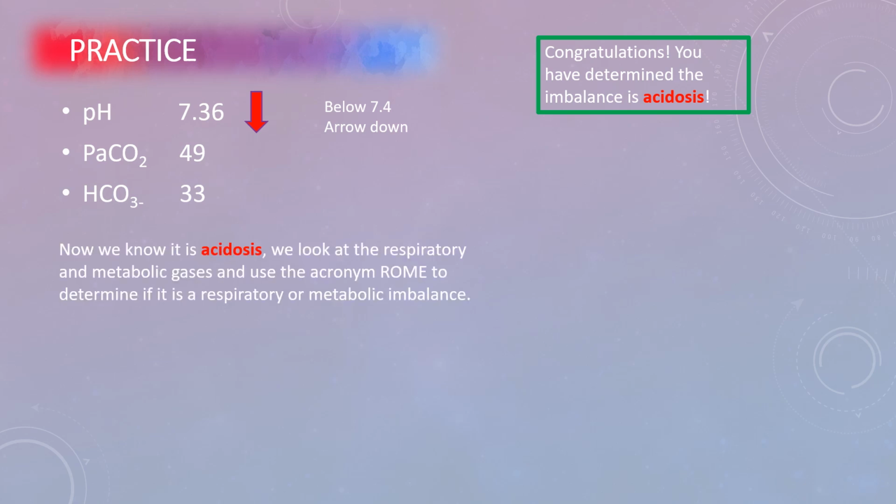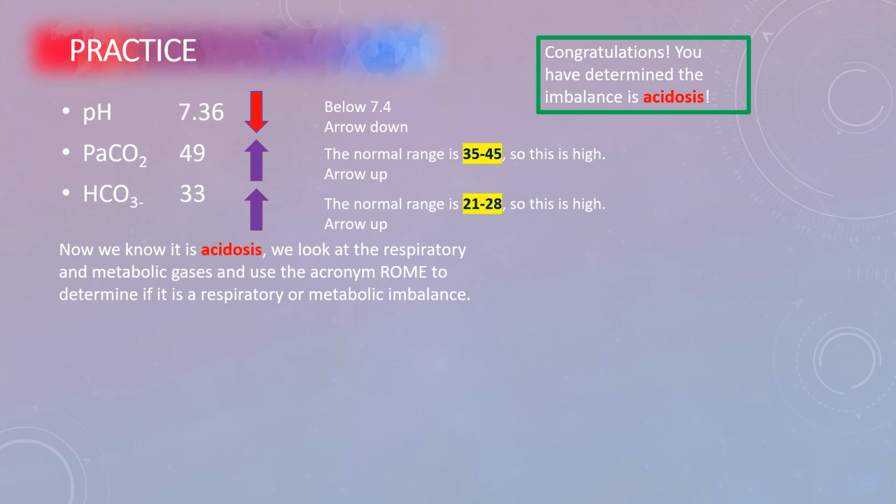Now that we know it's acidosis, we look at the respiratory and metabolic gases and use the acronym ROME to determine if it is a respiratory or metabolic imbalance. The PaCO2 is 49. Well, the normal range is 35 to 45, so 49 is high, put an arrow up. The HCO3 is 33. The normal range is 21 to 28, so 33 is high, we put an arrow up.